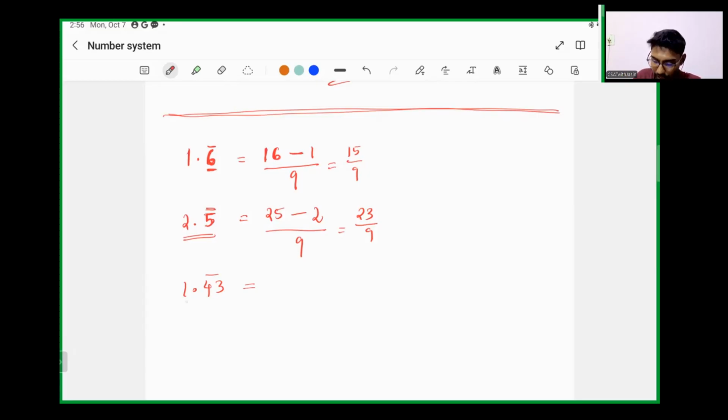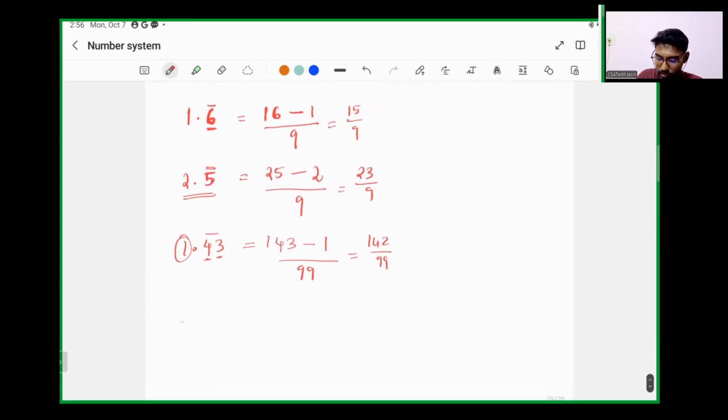So you write it as a whole number, that is 1.43, you write it as 143 minus. Here 4 and 3 are repeating. The only thing which is not repeating is 1. So you write 1 divided by, here 2 numbers are repeating, so you write 99. If one number is repeating, you write 9. If 2 digits are repeating, you write 99. So this will come as 142 by 99.